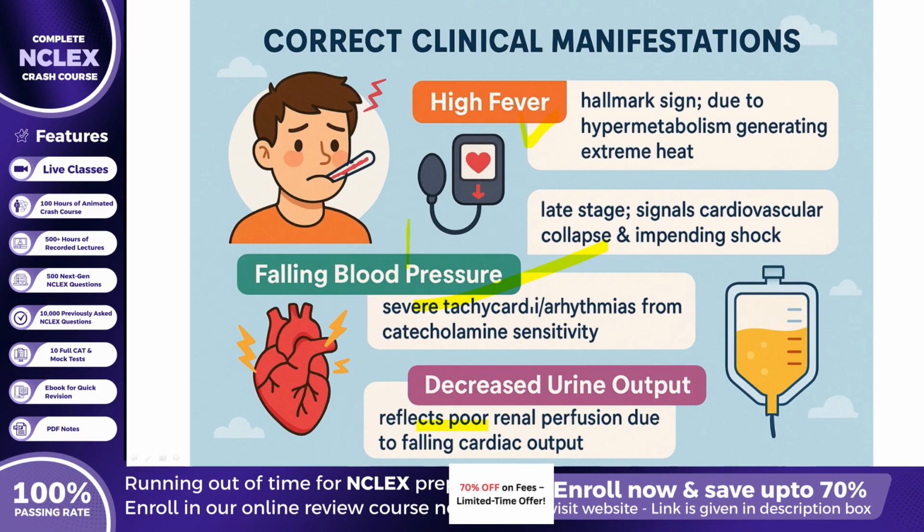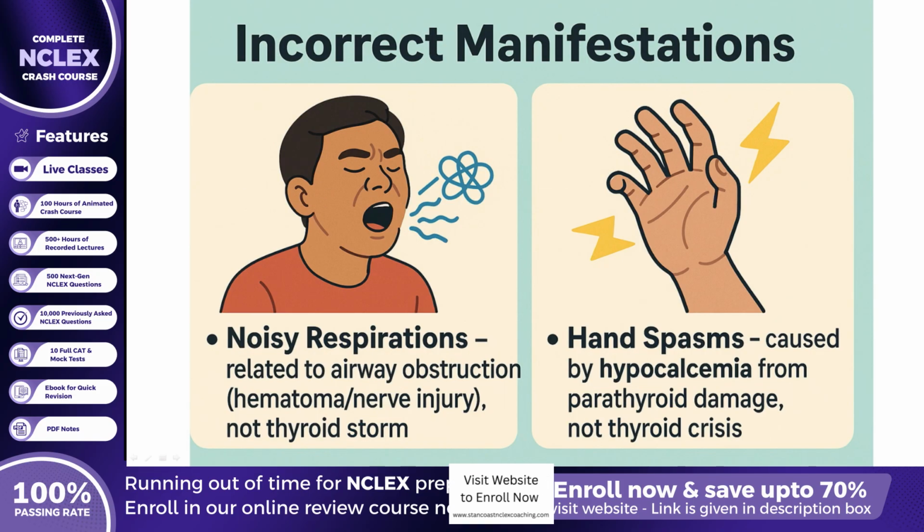Shifting to the incorrect responses, falling blood pressure may seem concerning, but it is not an early feature of thyroid storm. In fact, hypertension is more typical in the initial stages. Hypotension usually develops later if cardiovascular collapse occurs, so while it must be monitored, it is not a defining indicator.